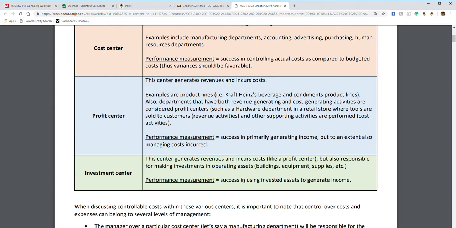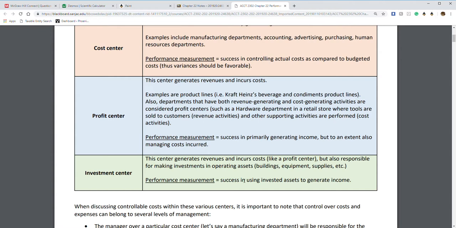And we're going to focus more on hardware and retail. They're a little bit easier to actually comprehend this profit center. They're going to have revenue activities and other supporting activities when they're performed. So they're going to work a little bit with some administration, some cost centers at the same time. They're going to have a lot dealing with income. So to measure their success, it's basically, are they generating income? But also, can they manage their costs? So we're going to look at both of those when we're dealing with a profit center.